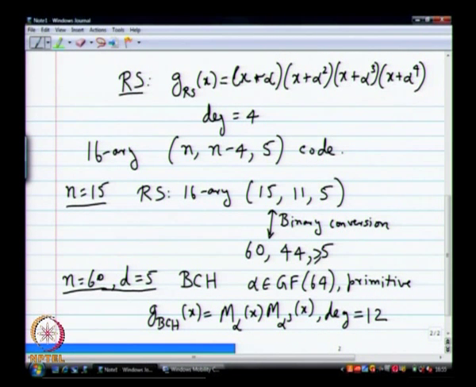Okay, so what are the dimensions that you get? 60, 48, 5. Yeah, it's actually even in this case, believe me, it'll be equal to 5. It's greater than or equal to 5, but you can show that it is equal to 5. So for the BCH code, you get slightly more efficient than the equivalent binary view of the Reed Solomon code. Okay, so that's the way to put it. Think about it slightly carefully.